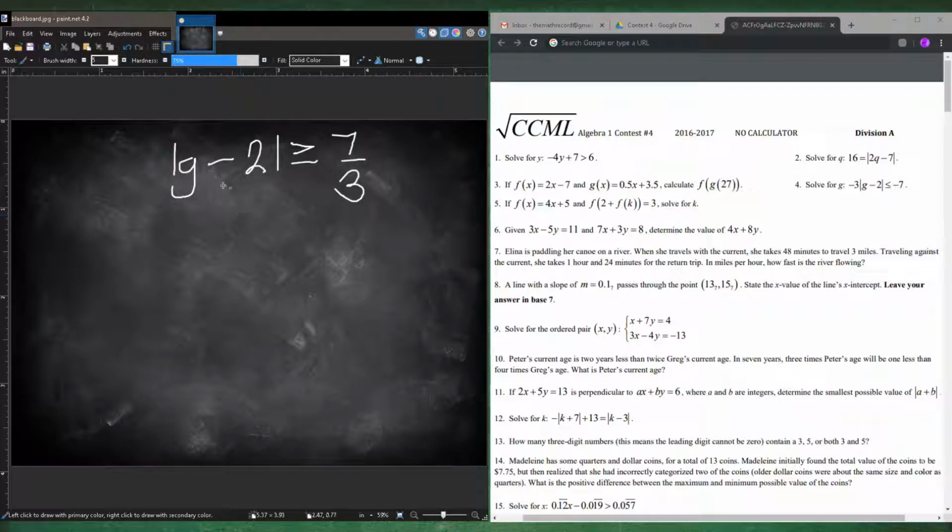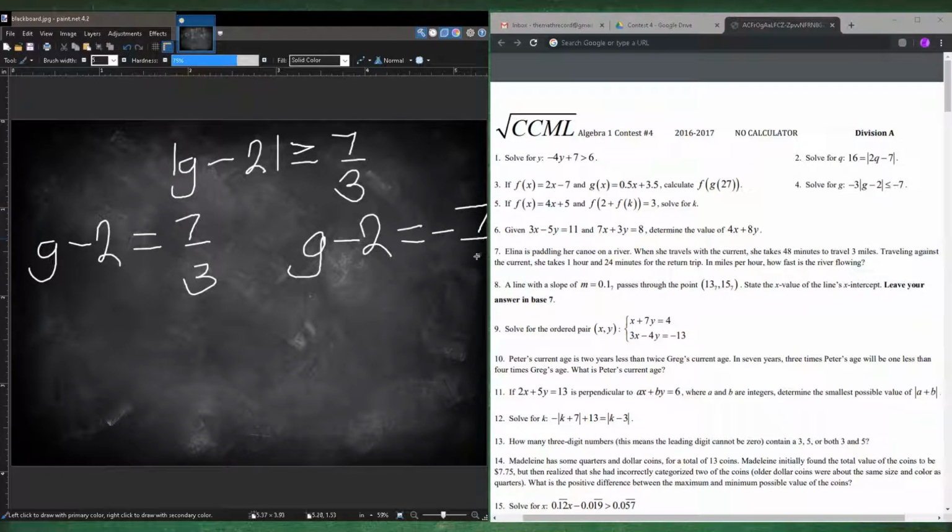So basically, as I said before, you're going to have a negative and a positive. So in a way, what you're really going to be doing is... actually, sorry. Let's just solve this first. Thinking of this as an equation instead of an inequality, you have g minus 2 is equal to 7 over 3, or you have g minus 2 is equal to negative 7 over 3.